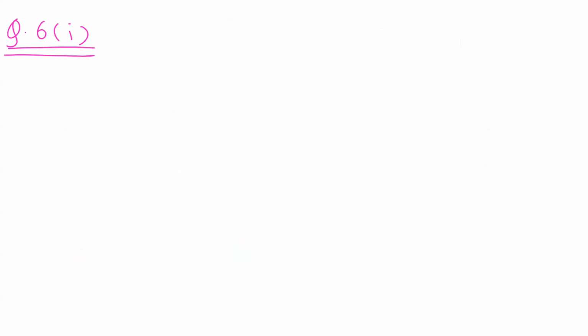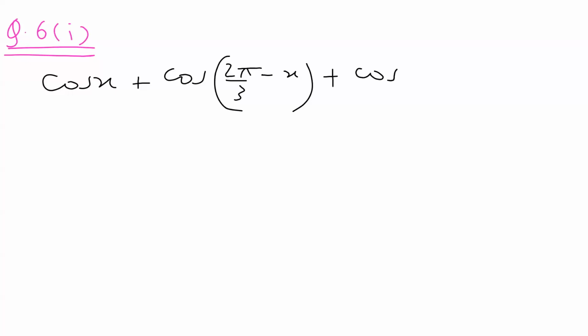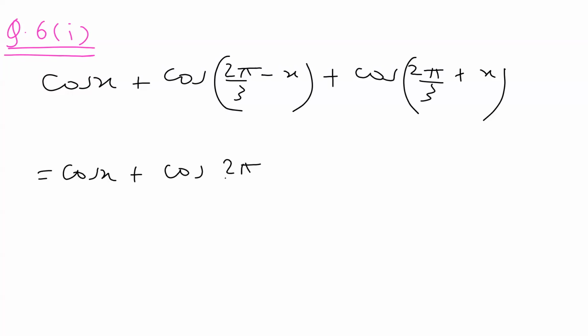Now cos 2 pi by 3 minus x. Okay, what I'll do is see a simple thing. Instead of doing compound angle, I'll make use of factorization, defactorization. Okay, you can also use compound angle for this term. That's not really a problem. So this I'll write as cos x plus, I'll take the bigger angle first, cos 2 pi by 3 plus x, cos 2 pi by 3 minus x.